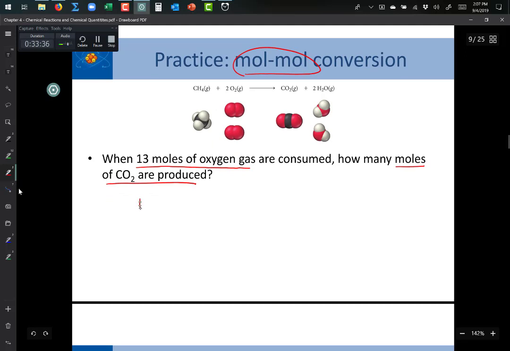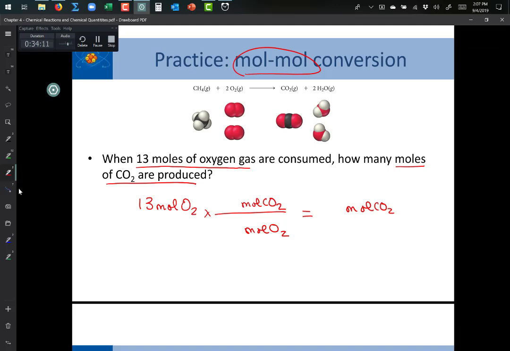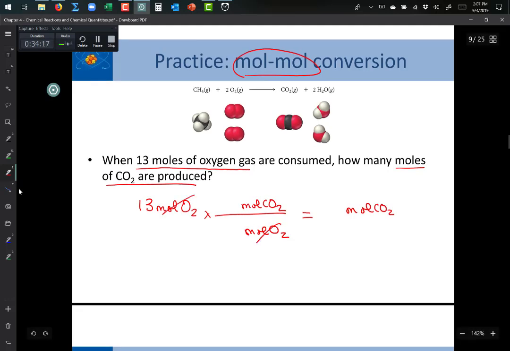So you go like this. You say there's 13 moles of O2. And then what I need is the mole ratio from the chemical equation. So I want to know the moles of CO2 from the moles of oxygen. And if I do that math, I'll get moles of CO2. But I'm missing some things here, and I'll show you what they are in a second. But you guys get the premise. The moles of O2 will cancel. I'll be left with moles of CO2.